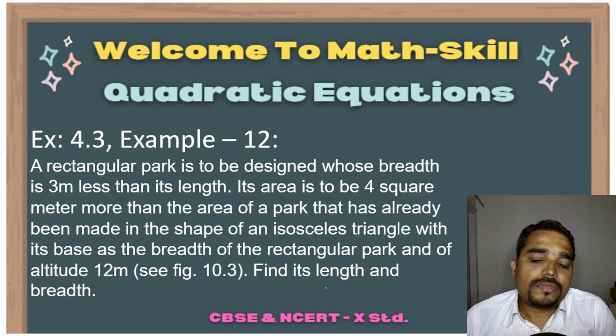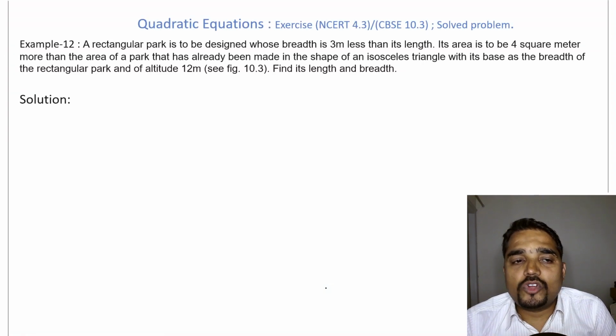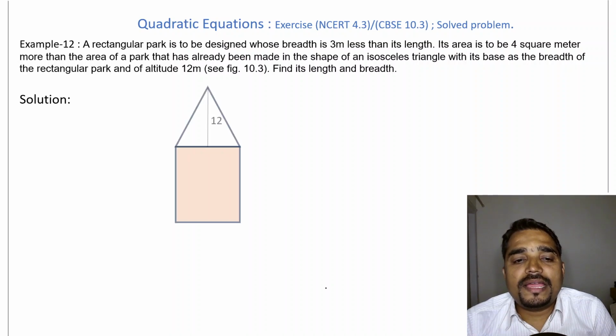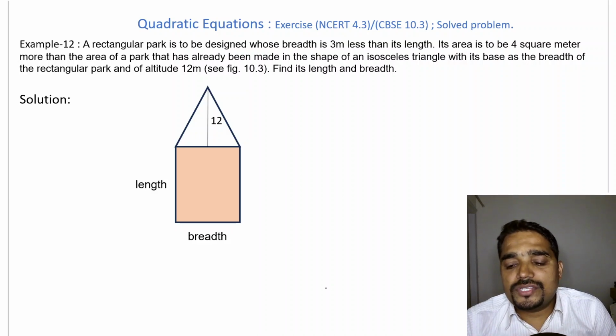Now let us note down the problem. This is a solved problem from the textbook. I have noted down the problem and the given diagram is looking like this. When we speak about a rectangle, we require two dimensions to draw a rectangle, which are the length and breadth of the rectangle. We will have to design this rectangular park, that is, find out the length and breadth of the rectangular park, satisfying the conditions.